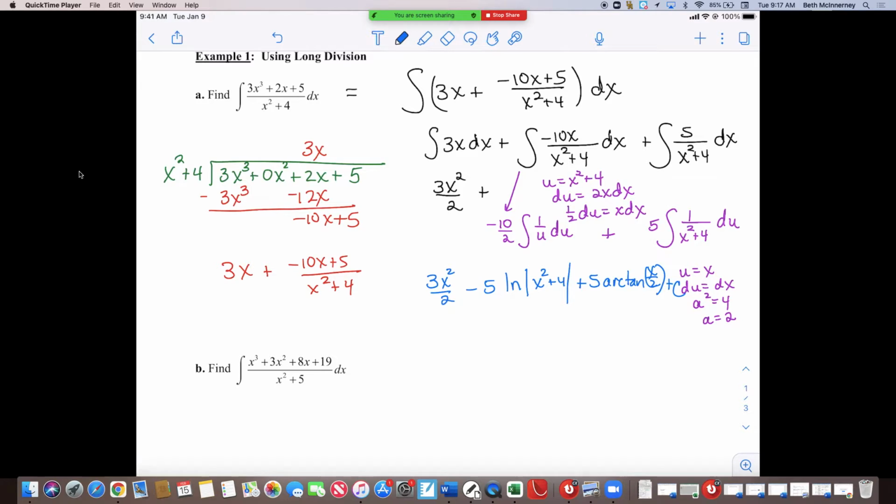Now 6.10 is not on the quiz Thursday. Okay, this is not on the quiz Thursday, but it will be on our chapter 6 test, which is next Thursday and Friday.